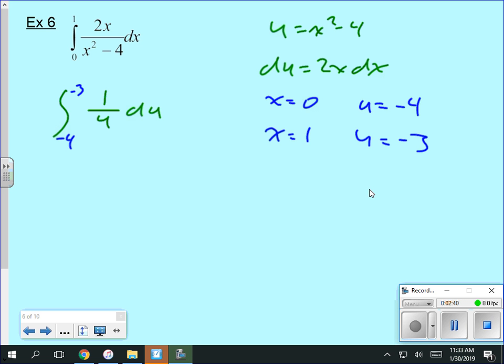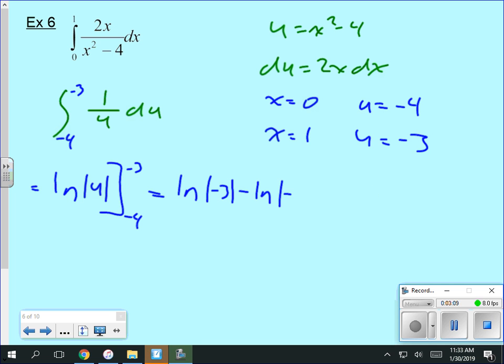And if I solve this, it is equal to the natural log of the absolute value of u, evaluated from -4 to -3. It's important that we have the absolute value because it won't work for negative numbers. Okay. We end up getting the natural log of the absolute value of -3 minus the natural log of the absolute value of -4. And then you can evaluate that on your calculator or not. It is up to you. Okay.